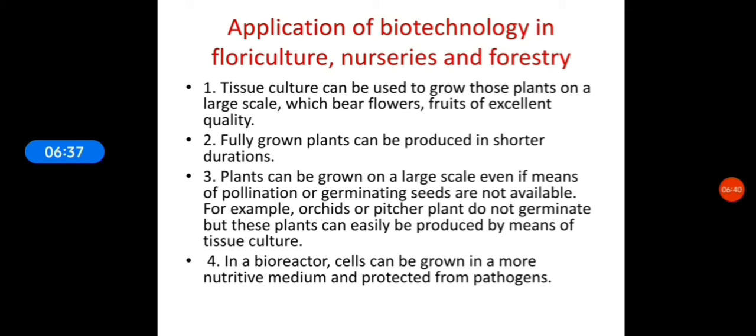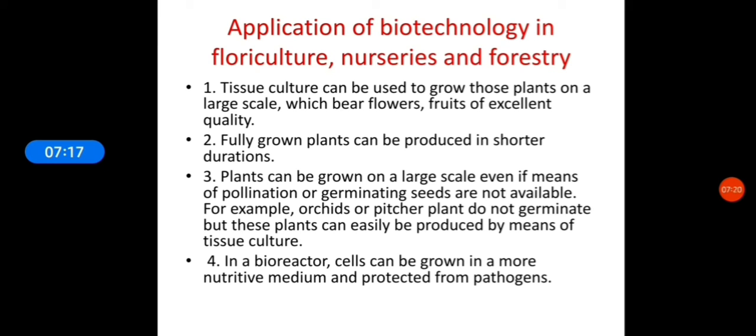Tissue culture can be used to grow those plants on a large scale which bear flowers and fruits of excellent quality. Using biotechnology, fully grown plants can be produced in shorter duration. Plants can be grown on a large scale even if means of pollination or germinating seeds are not available naturally. For example, orchids or peach plants do not germinate, but these plants can easily be produced by means of tissue culture.